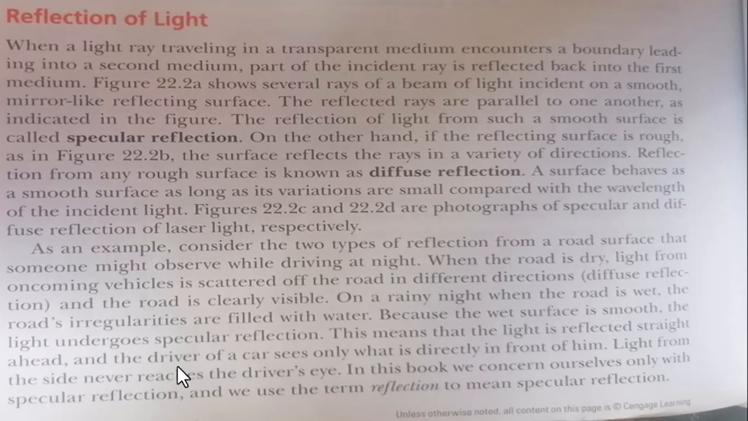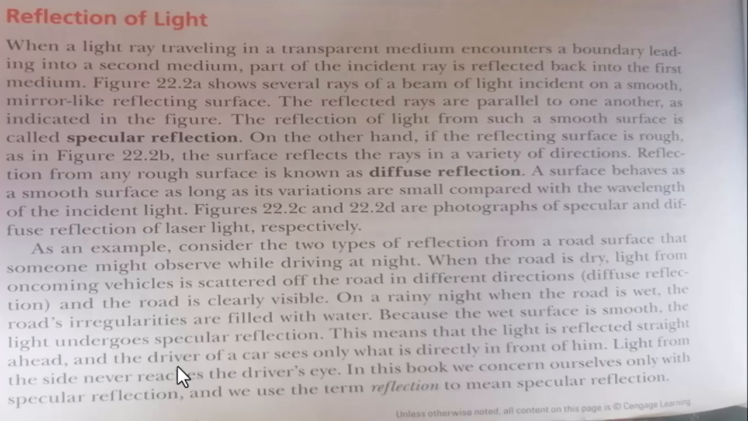Right, on a rainy night, in contrast to a dry summer day, on a rainy night when the road is wet, the road's irregularities are filled with water, because the wet surface is smooth, and this is true. It's very slippery when the road is wet. Now the light undergoes a specular reflection. So light will undergo what we call the specular reflection.